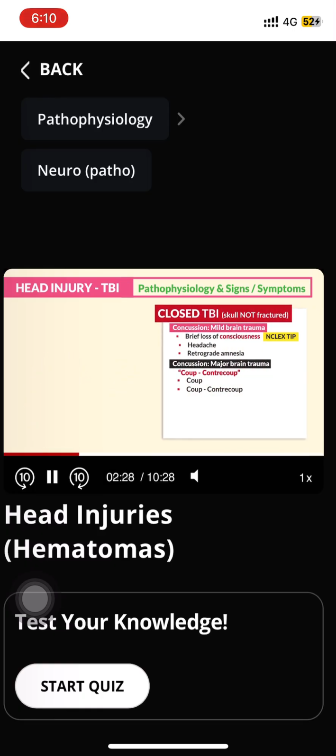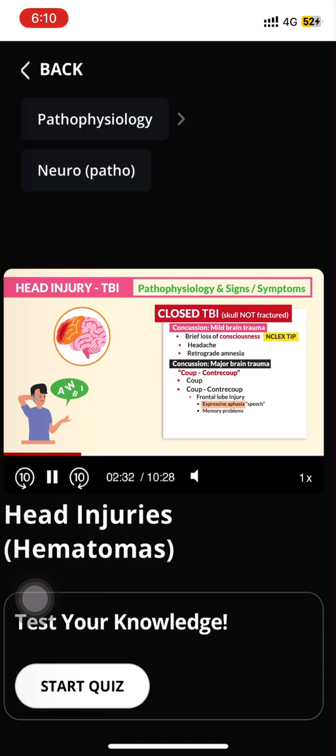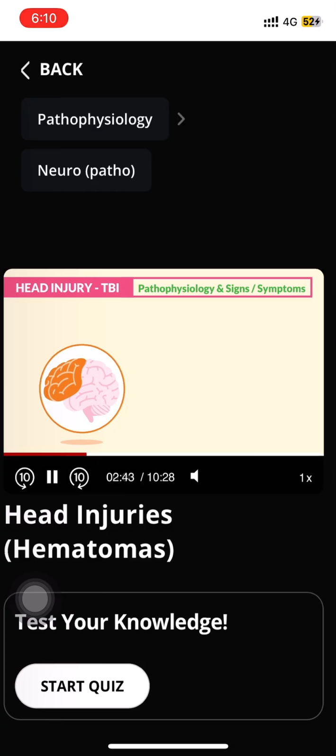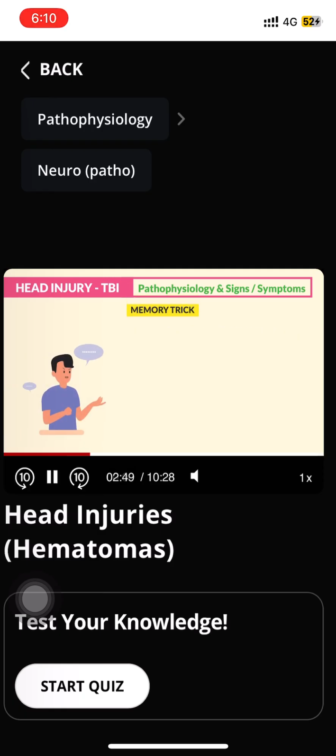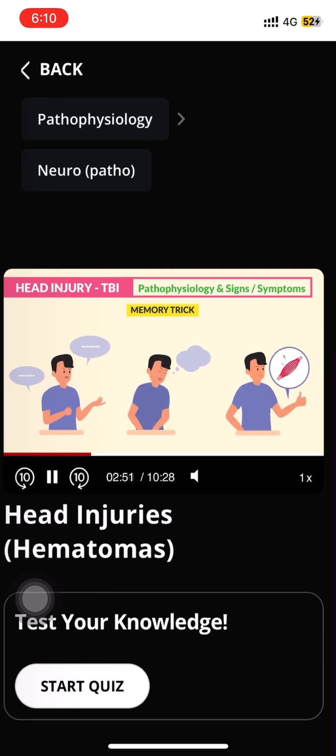So the key points to write down: a frontal lobe injury will get expressive aphasia, that's speech difficulty, as well as memory problems. And for the occipital lobe, we will get vision problems. So the memory tricks we use to help you during your exams, just think the frontal lobe controls the front office, kind of like customer service in a hotel lobby. It controls speech, memory, and voluntary movement.